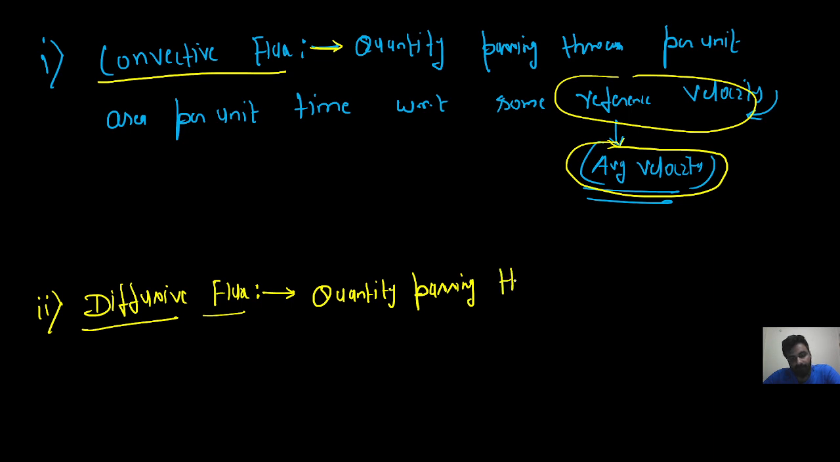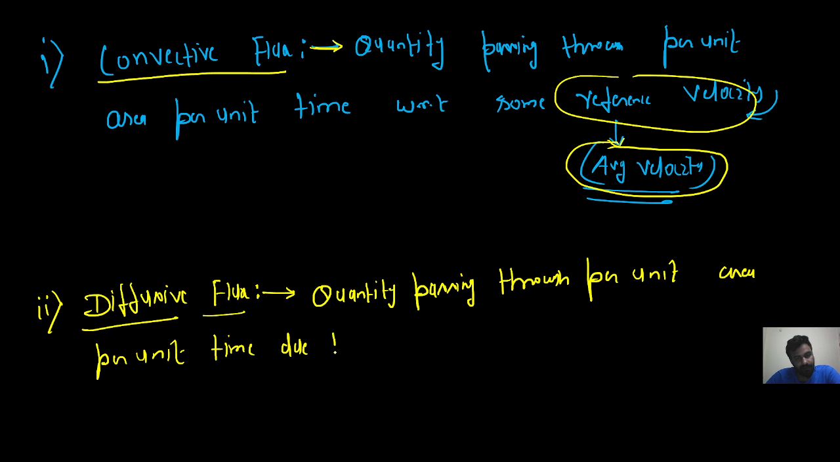Quantity passing through per unit area per unit time due to concentration difference, or due to diffusion. So try to understand, these two things are completely different.